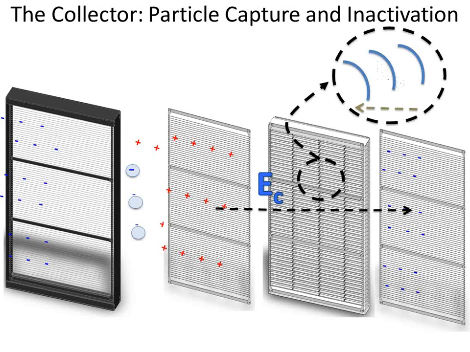So these particles coming through that are charged now can collect on either side of the filter media. So the negative particles will go to the positive side and the positive will go to the negative side. So you're fully loading those filter strands. And the ones that do get through go on to the collider.